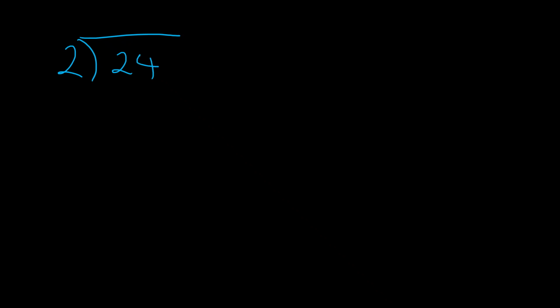Now, remember the steps. First we divide, that's step 1. Then we multiply, that's step 2. And then we subtract, that's step 3. And these steps repeat until we get a 0 answer or we get a remainder that can't be divided by the original number. In this example, we're going to get a 0 because we know that 2 goes into 24 an even amount of times, so there will not be a remainder.